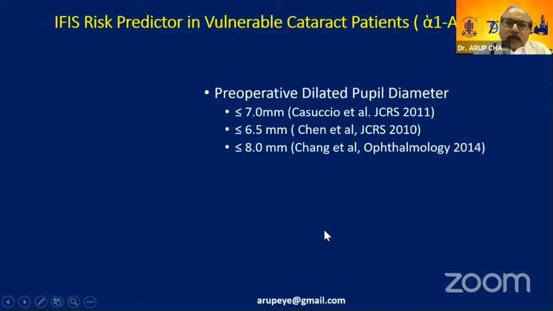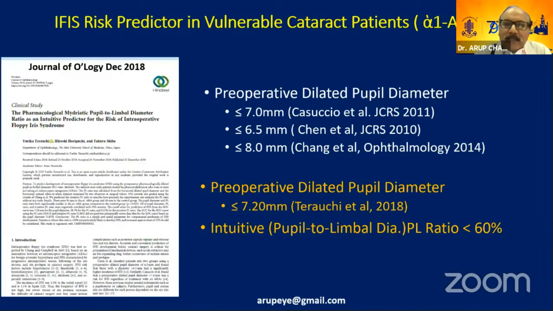The dilated pupil diameter is important, and various studies have shown that pupil diameters of 6.5, 7, or 8 mm are high risk factors. Anything that dilates less than that is a high risk factor for development of intraoperative IFIS. This may be cumbersome to measure, and there is also a lot of individual, racial and genetic variation. So I take the intuitive pupil to limbal diameter ratio.